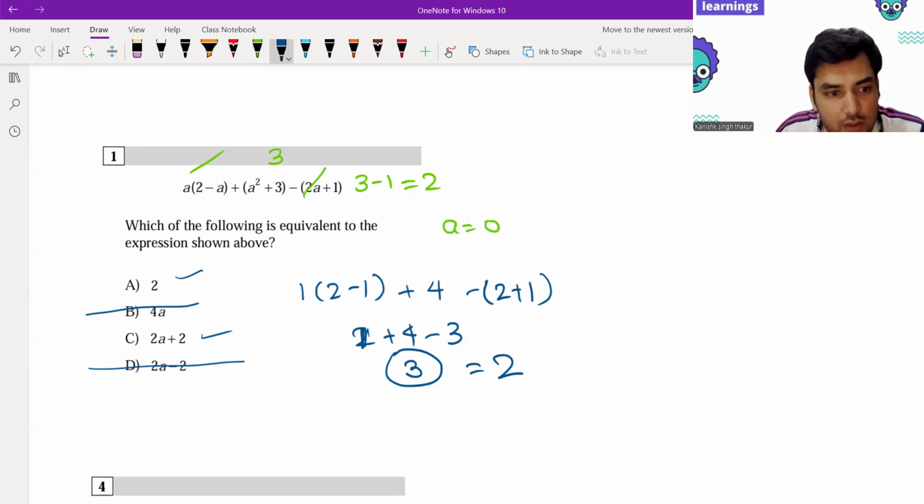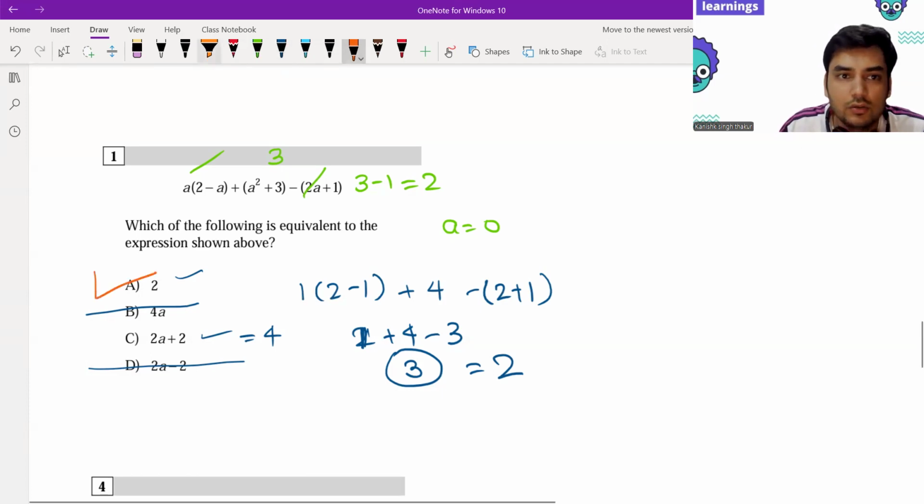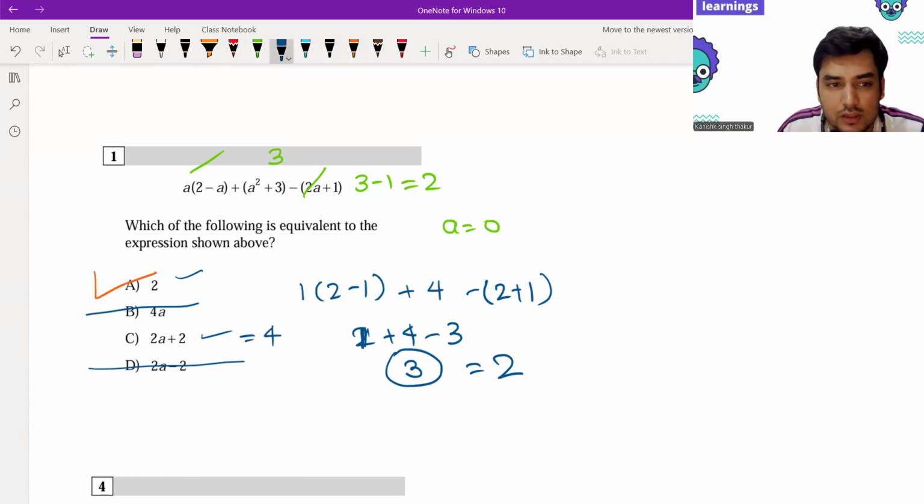If I put a equal to 1 here, I'll get 4. If I put... this is not even dependent on it, so this will be your answer, right? So this is how you can do it by putting the values. It is much easier, right?